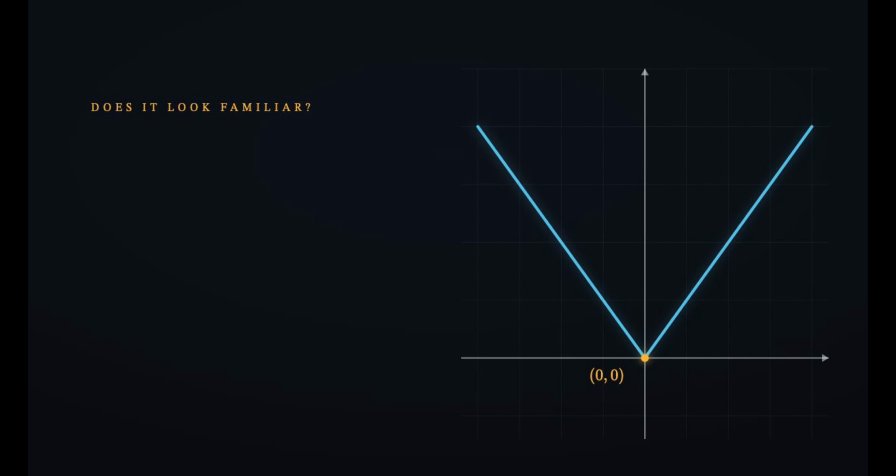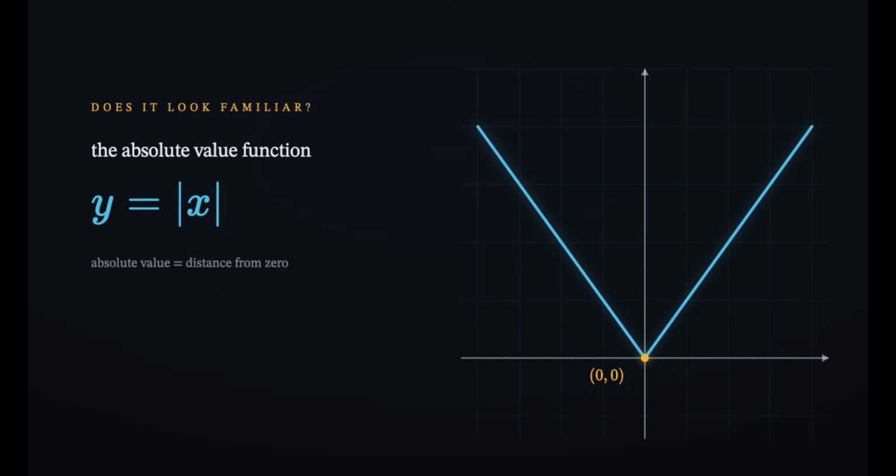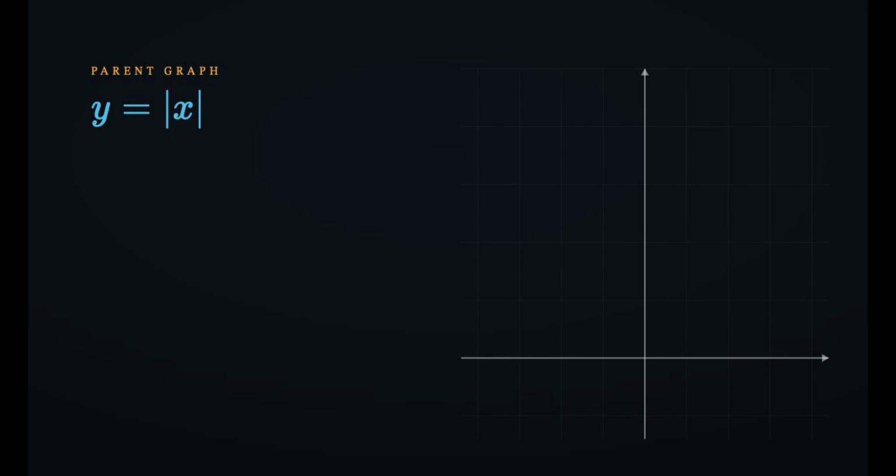Does it look familiar? This example is actually the absolute value function, y equals the absolute value of x. Absolute value means distance from 0, so the absolute value of 5 equals 5, and the absolute value of negative 5 is also equal to 5. That is why the graph is always above or on the x-axis. The graph we just drew is the parent graph y equals |x|, so make sure you remember what it looks like so you don't need to figure it out every time.